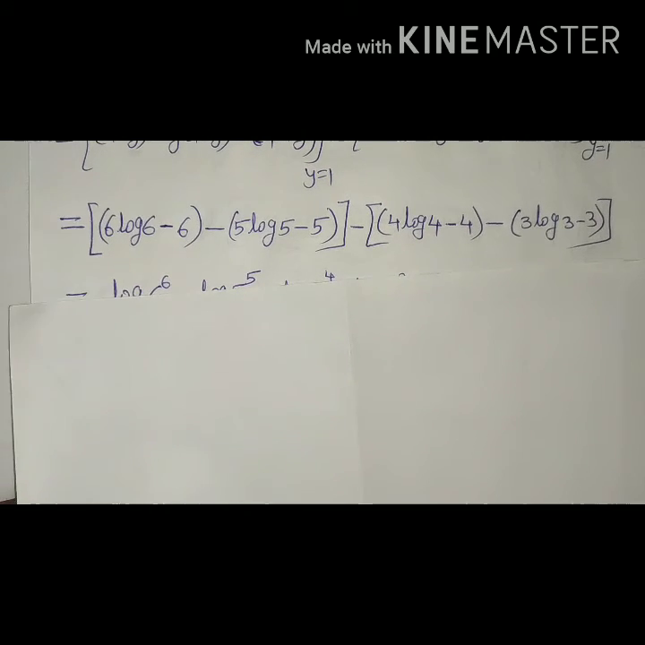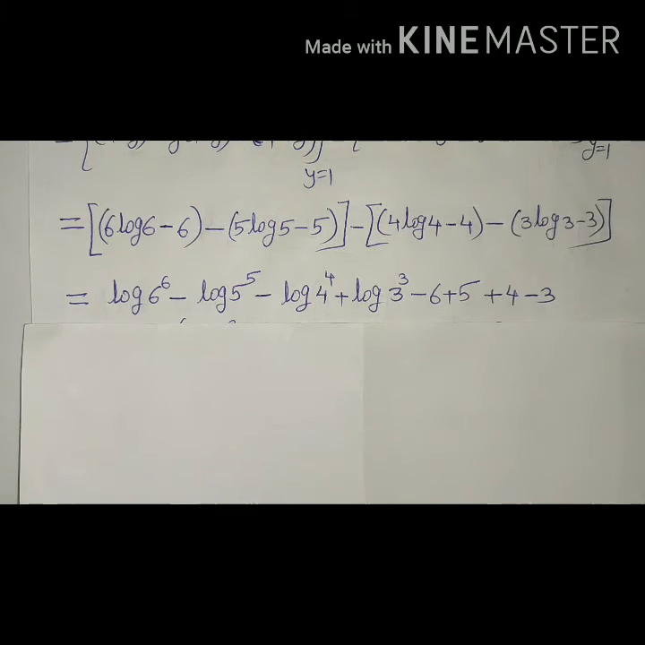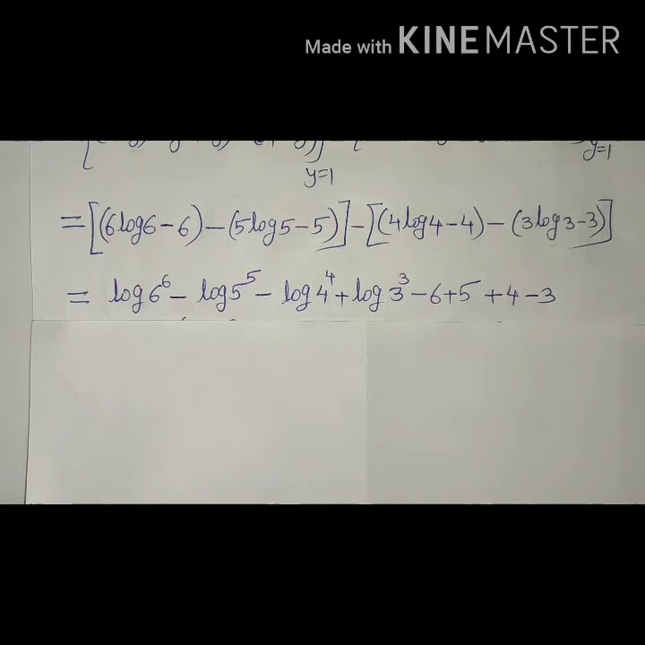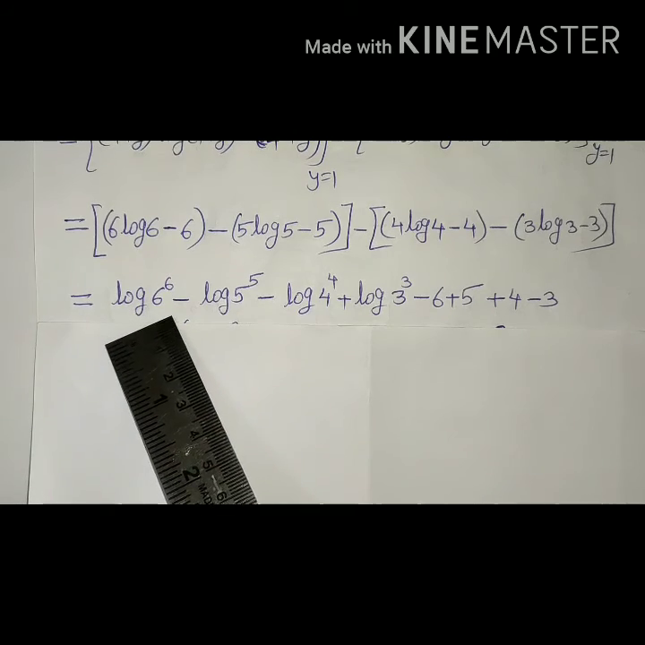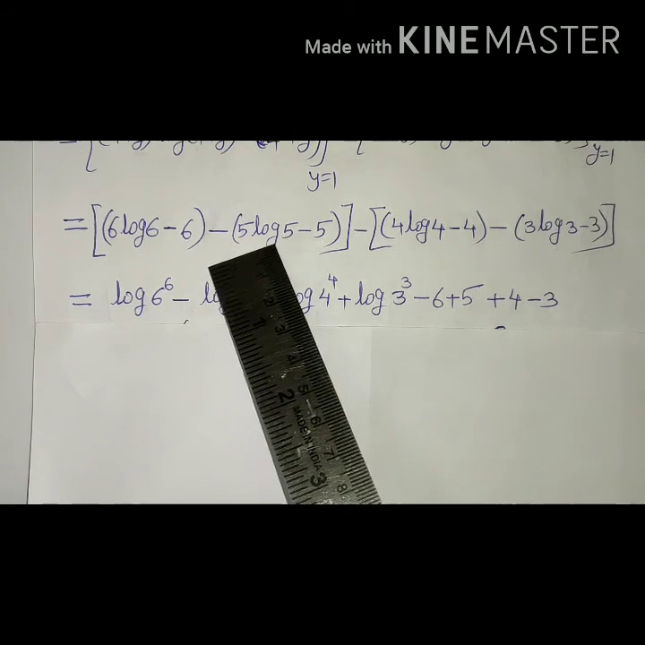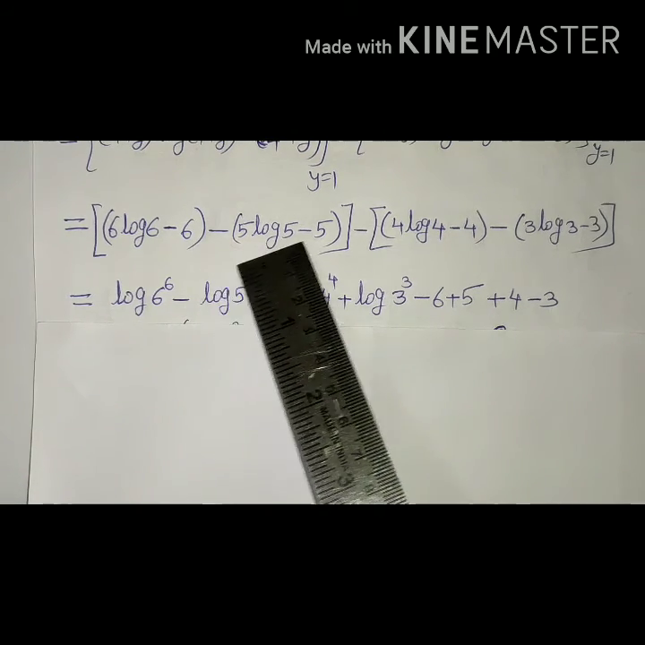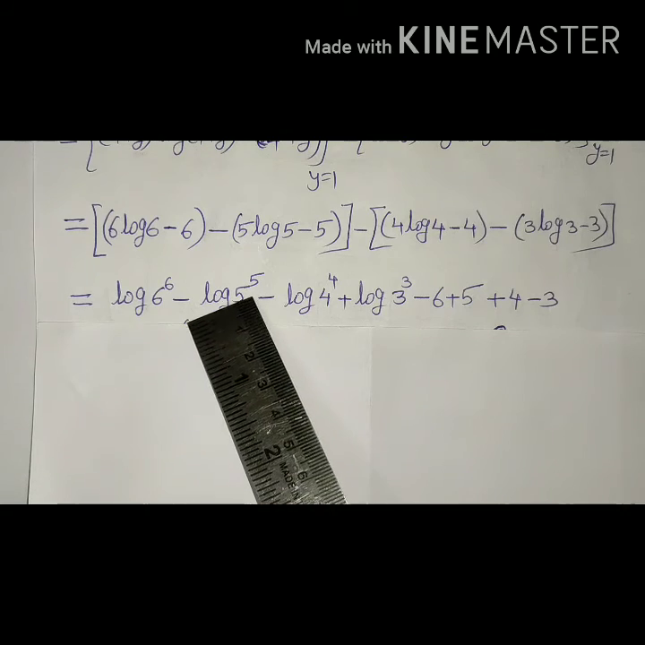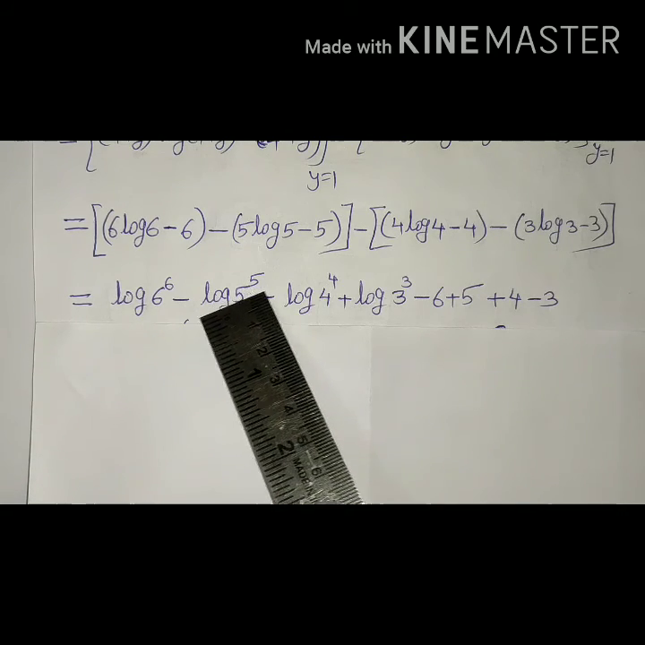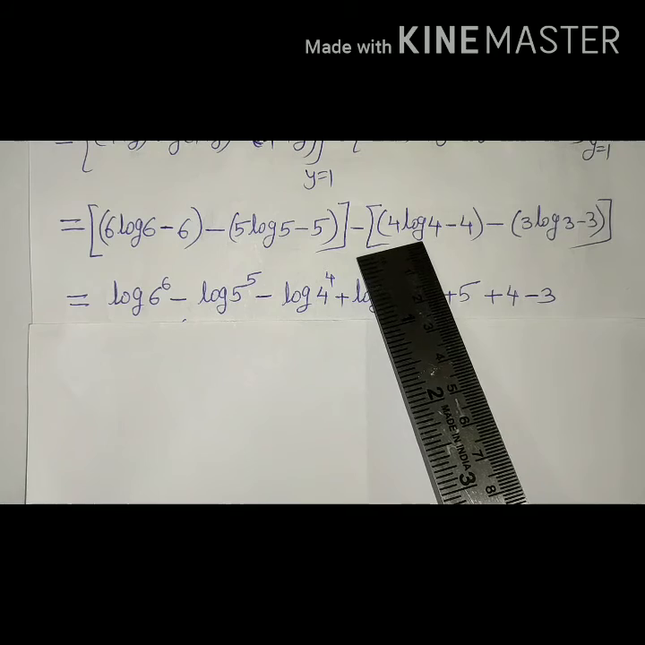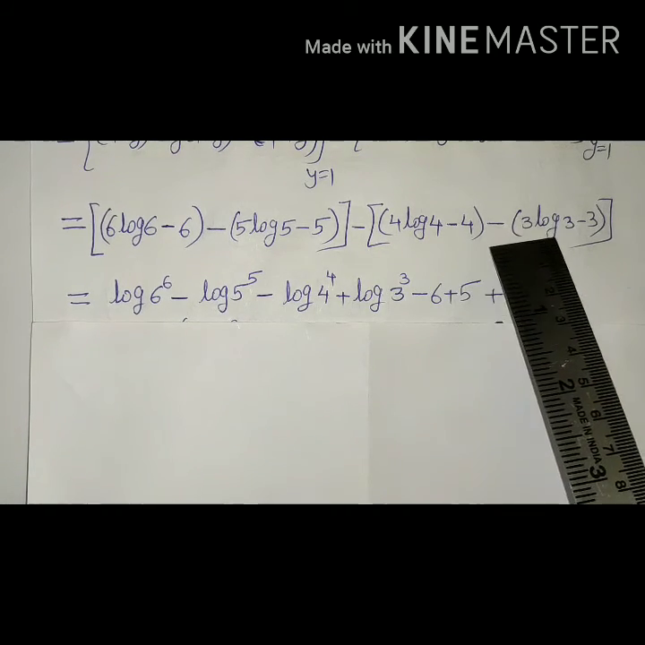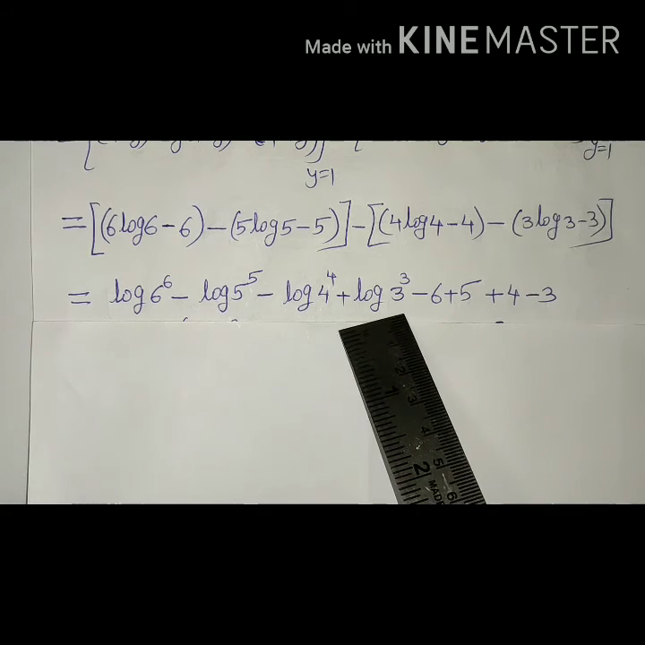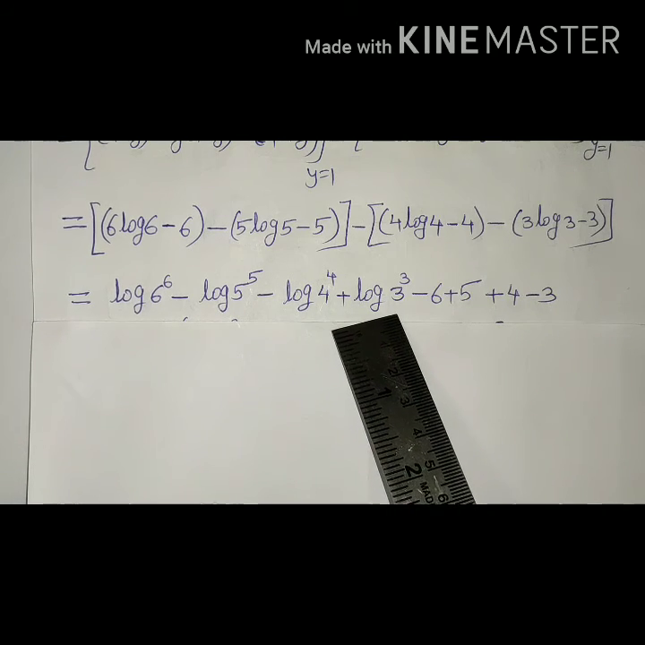Now let us evaluate it. So we use laws of logarithm. So 6 log 6 we are writing as log of 6 raised to 6. Now there is minus sign. 5 log 5 we have written as log of 5 raised to 5. Then again you have minus 4 times log 4, so log of 4 raised to 4, and there is minus 3 log 3 that we are writing as log of 3 raised to 3.